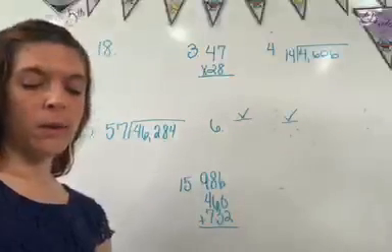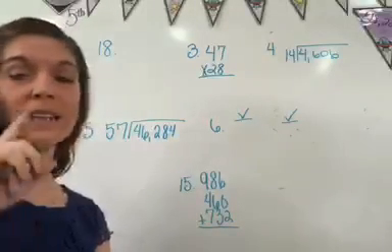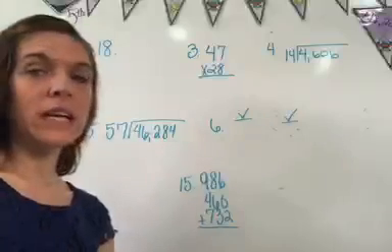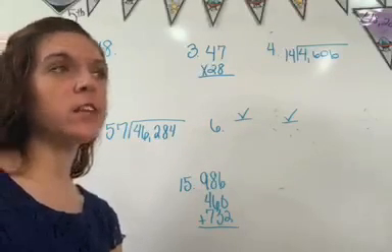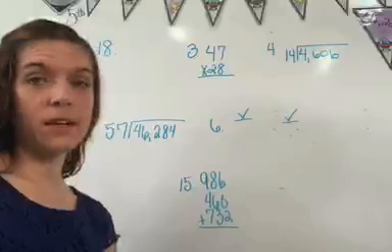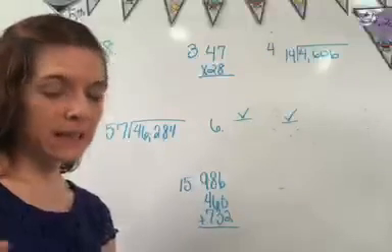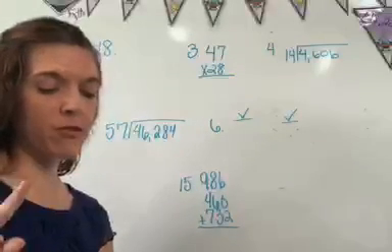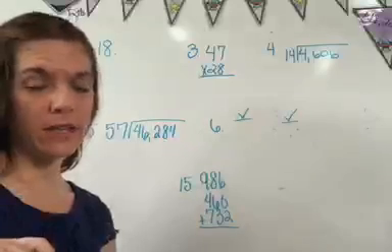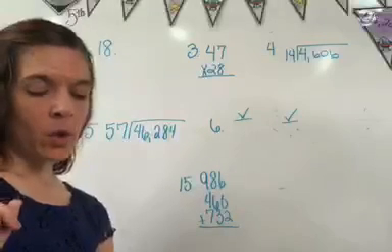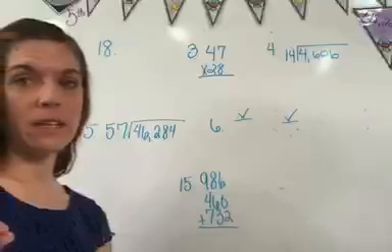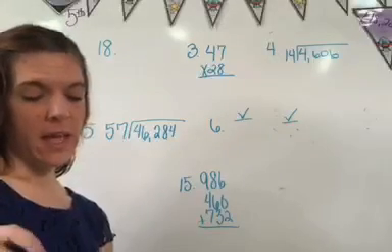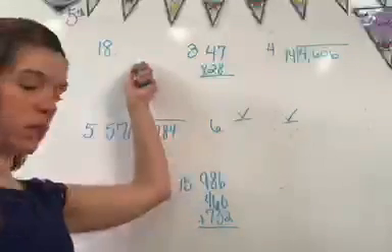13, 1 year equals how many months? 12. Number 14, 1 leap year, that's bisiesto, equals how many days? 366. 15, 1 millennium equals how many years? 1,000 from mil. 16, 1 century equals how many years? 100, 100. That's a siglo, right? Number 17, 1 década, 1 decade equals how many years? 10. And number 18, I'm going to do up here with you.